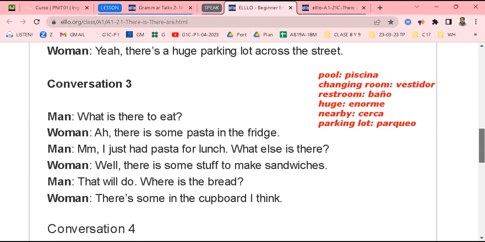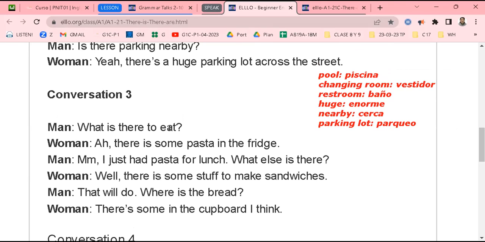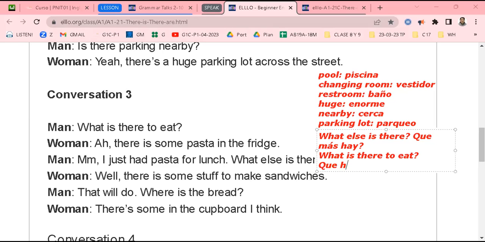What is there to eat? ¿Qué hay de comer? So this is a question that we always use, right? Siempre estamos preguntando, what is there to eat, mom? Okay. There is some pasta in the fridge. I just had pasta for lunch. What else is there? ¿Qué más hay? And the other question, what is there to eat? ¿Qué hay de comer? Any other word that you want to check?